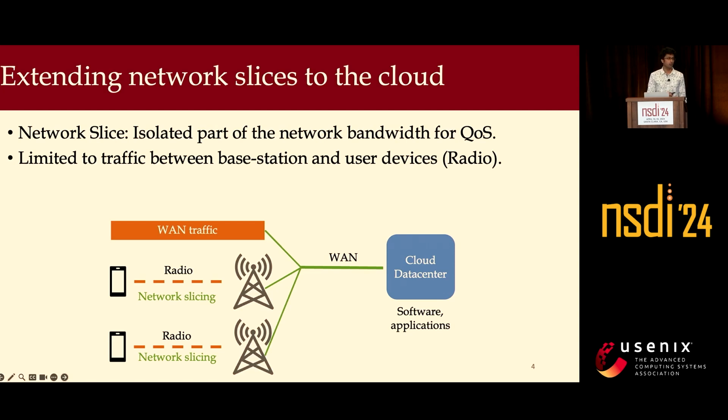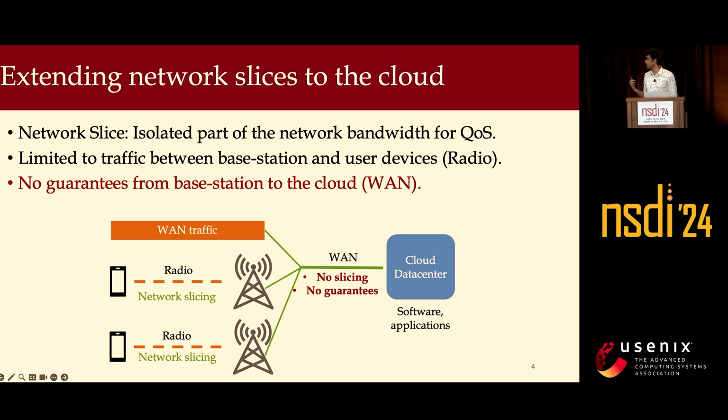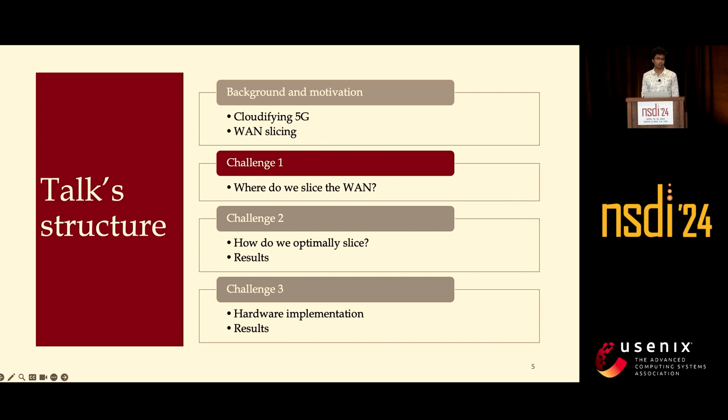And on the wide area network, we know that there are other kinds of traffic today, like broadband from houses, organizations, and there is no notion of slicing there, and as a result, there is no strong network guarantees, so it's hard to have end-to-end reliable user experience. In this work, we want to solve this problem because nobody likes buffering on their phone when they're watching Cliffhanger, right? So the first challenge to solve this problem is where do we slice the WAN?